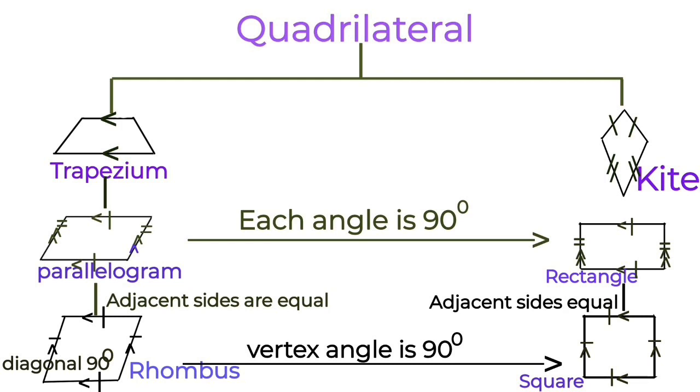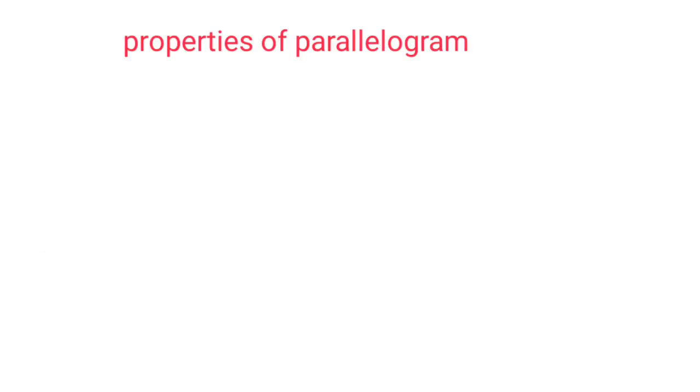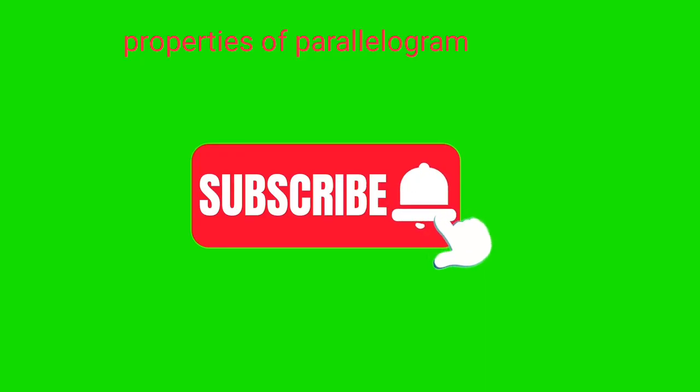Here one more thing you have to note down, that is rectangle, square and a rhombus are parallelogram, and square is a rectangle and also a rhombus. So let's get started with theorems. We have to prove these properties as a theorem. Before that, you have to be perfect in parallelogram properties.